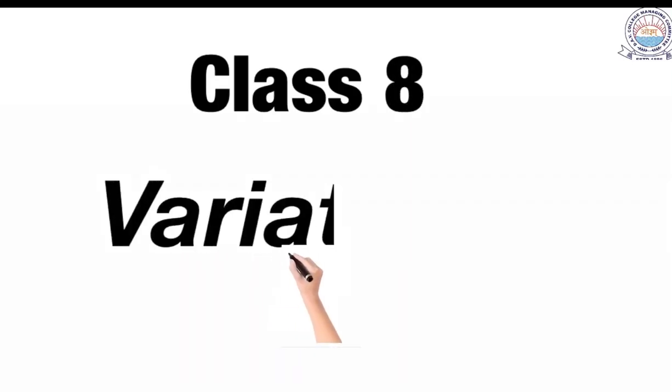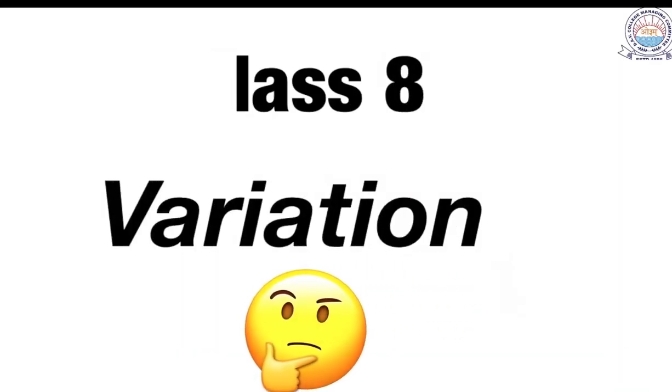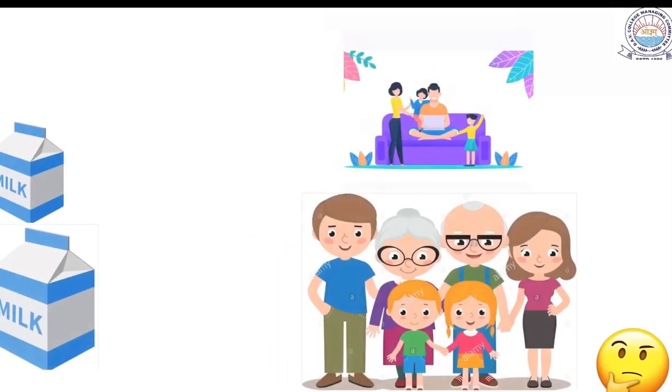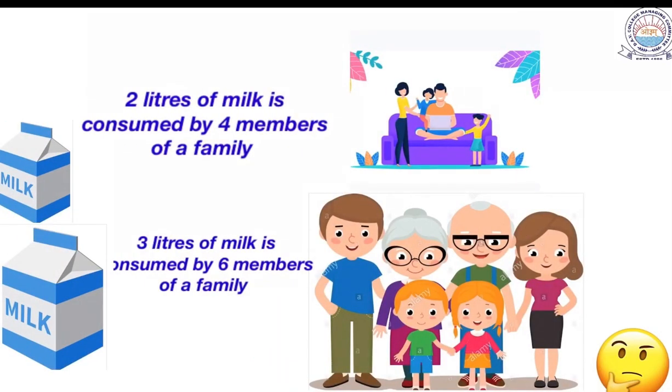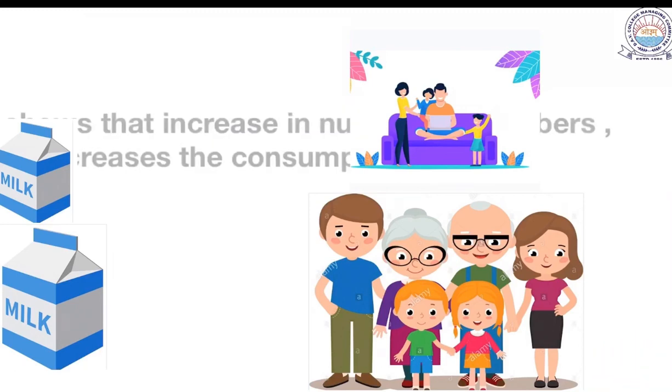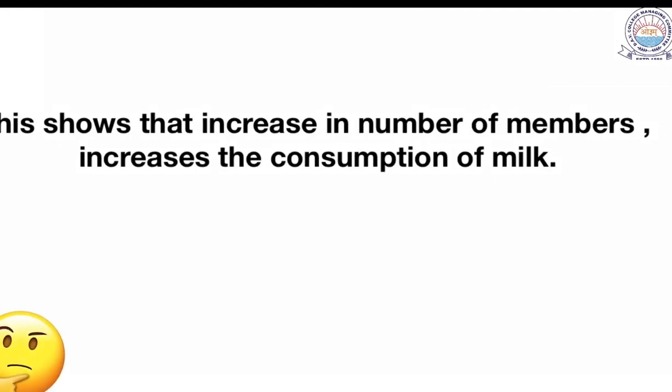Class 8. Sir, I observed a problem in the society. 2 liters of milk is consumed by 4 members of a family, whereas 3 liters of milk is consumed by 6 members of a family. This shows that an increase in the number of members increases the consumption of milk.